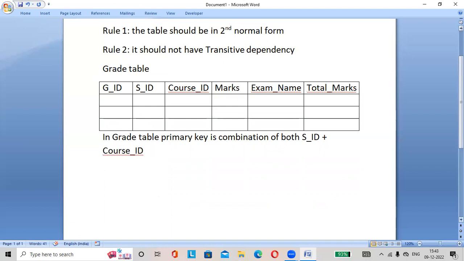Here, which columns have you added? New columns: exam name and total marks. Two new columns have been added to the grade table. They are exam name and total marks. Does exam name depend on the primary key? Yes or no?